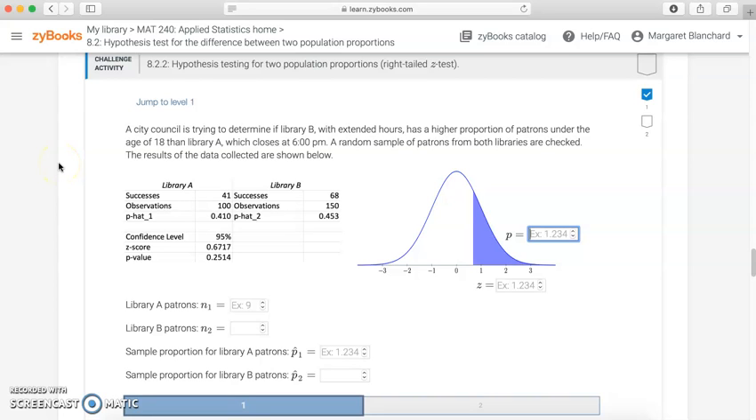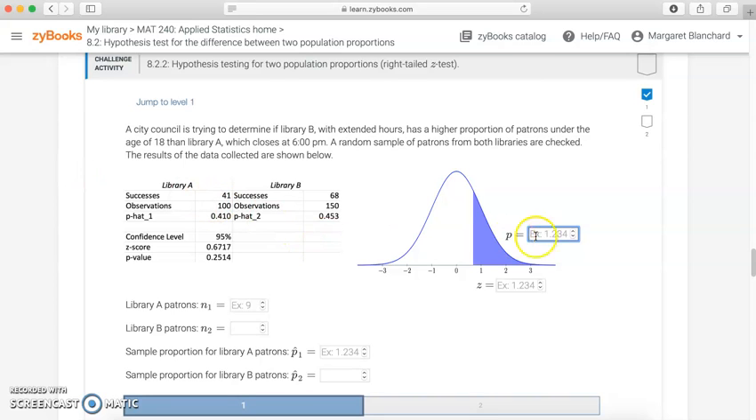Challenge activity 8.2.2. A city council is trying to determine if library B with extended hours has a higher proportion of patrons under the age of 18 than library A, which closes at 6 p.m. A random sample of patrons from both libraries are checked. The results of the data collected are shown below.